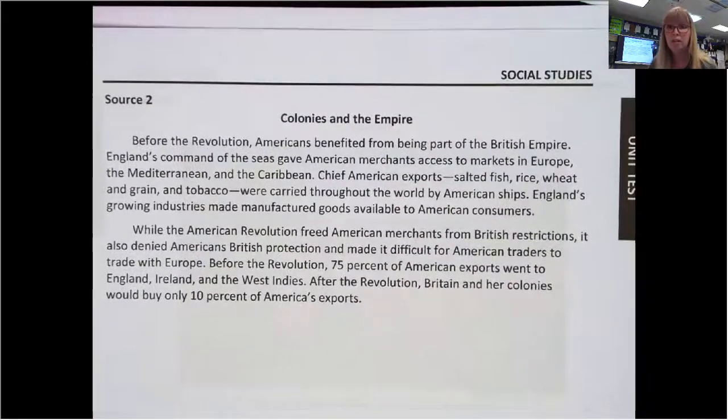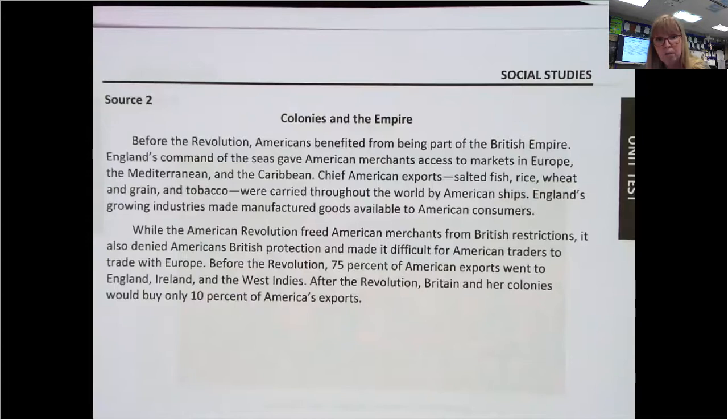Source 2, colonies and the empire. Before the Revolution, Americans benefited from being part of the British Empire. England's command of the seas gave American merchants access to markets in Europe, the Mediterranean, and the Caribbean. Chief American exports, salted fish, rice, wheat and grain, and tobacco, were carried throughout the world by American ships. England's growing industries made manufactured goods available to American consumers.